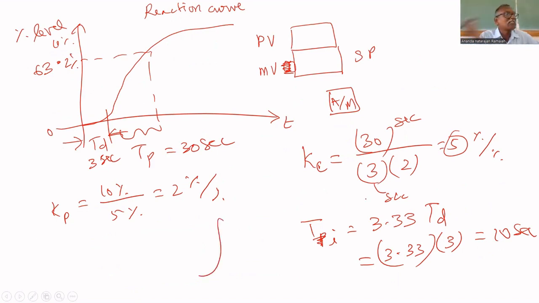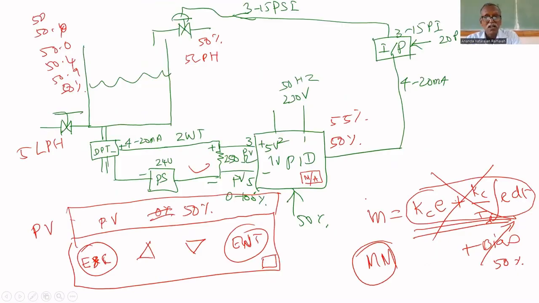You simply cannot transfer from manual mode to auto mode. You cannot simply transfer because you initially kept it at 50%, then changed it to 55. You got the reaction curve. First part is over. Mathematical modeling is done. Then you find the tuning parameters from the mathematical model. Second part is over. Now I have to control. That is the third part, closed loop control.